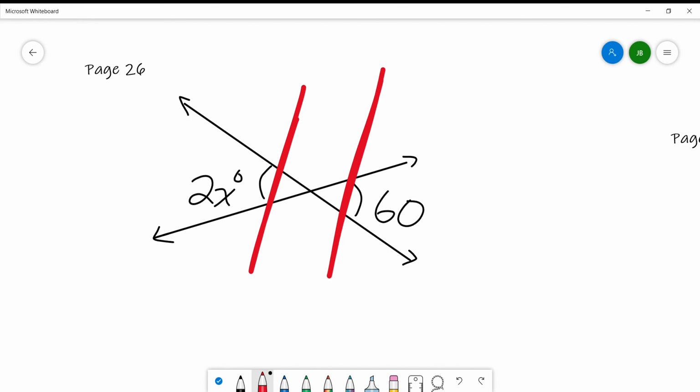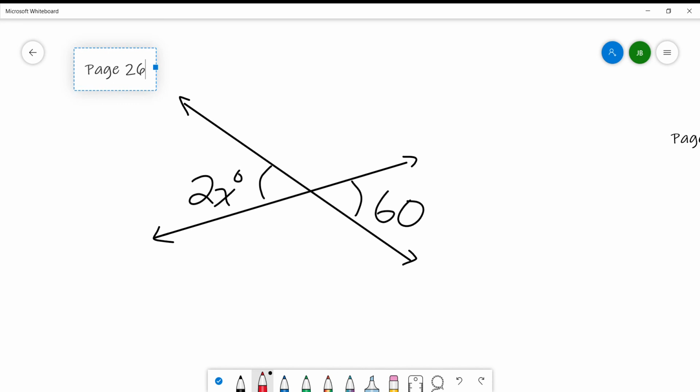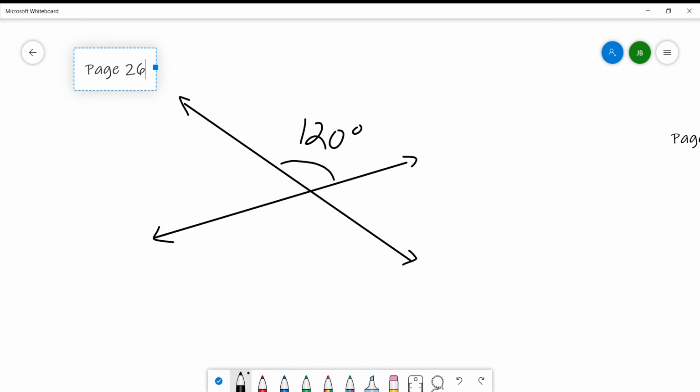Okay, so you've paused. We're looking at guided practice number 5. They say that there's the angle at the top that measures 120 degrees, and there's the angle at the bottom that measures 3 times y degrees. And it asks you to find the value of y, given that those are straight lines.